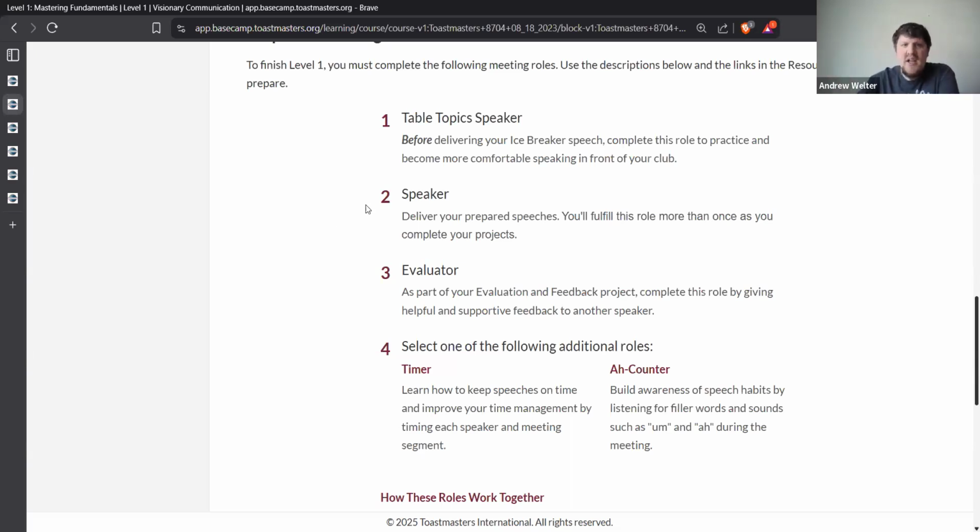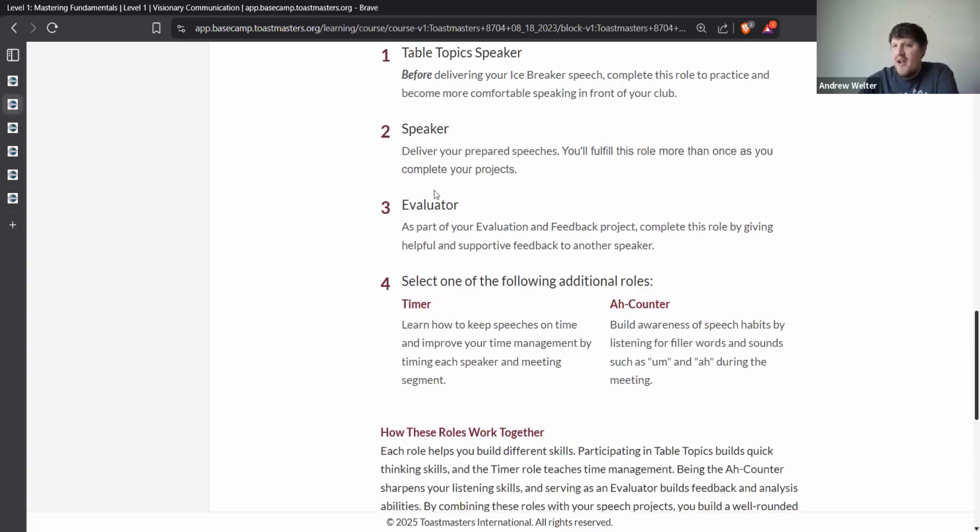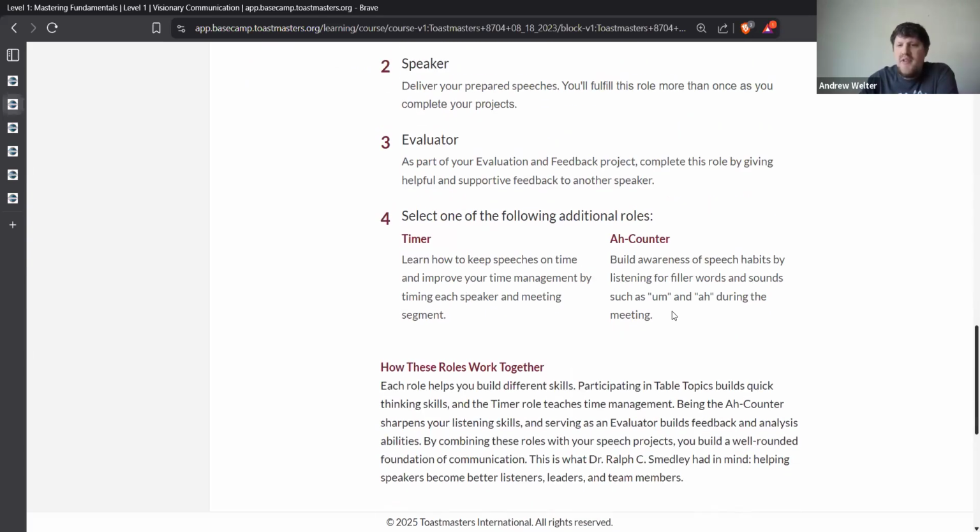With that being said, next speaker, obviously, at all the levels, you're going to see speaker. You're going to be a speech evaluator. Again, that's part of the Evaluation and Feedback project, which is just a speech evaluator. So all you have to do is evaluate one speech. That's it. If you have two speakers, they don't have to evaluate both. They don't have to be the general evaluator, just a speech evaluation. And then one of the two, timer and ah counter.